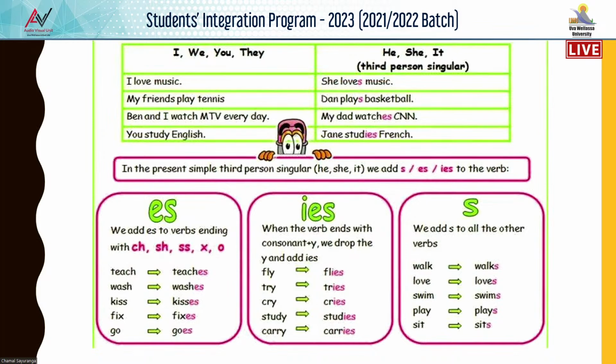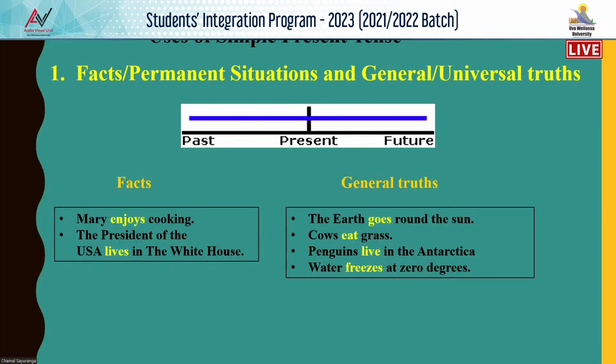So, let's go one by one. I have the second answer that you gave me. The first usage of simple present tense is facts, permanent situations and general or universal truths. That means permanent situations. It is true in the past, present as well as in future. When it comes to simple present tense, it's not about the present moment. Please remember, it is not about the present moment.